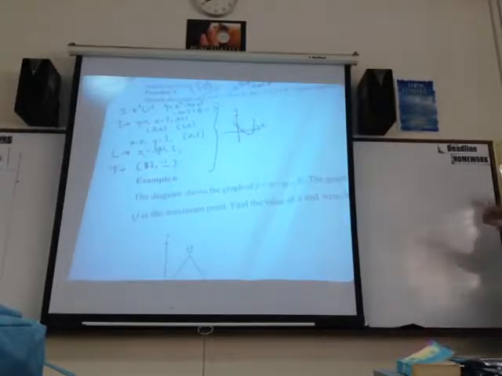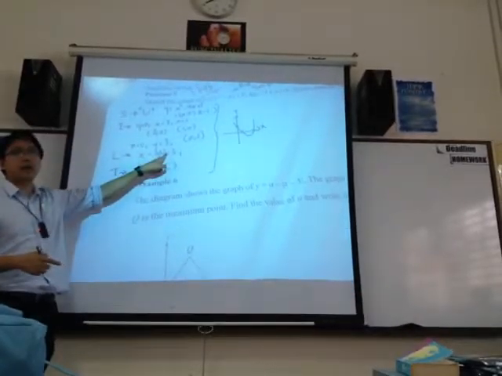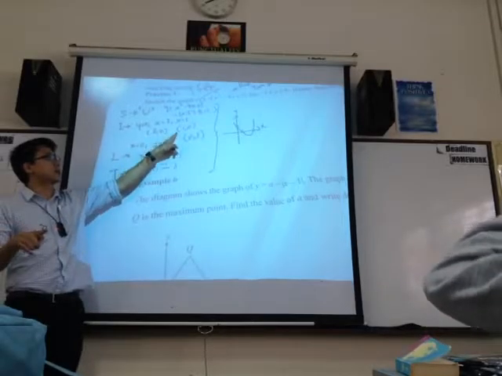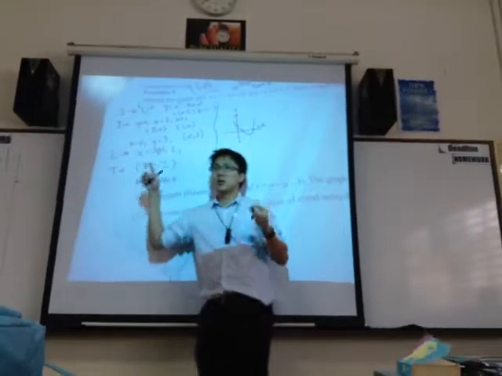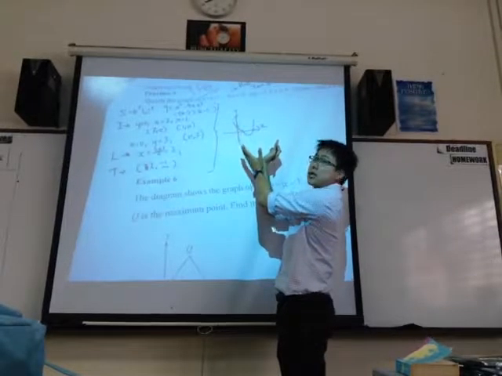Is it like that? 3 plus 1, right? Why 3 plus 1? Because this is the x-intercept, this is x-intercept. So, do you have something like that? Mine is a bit lopsided to the left. Yours should be symmetrical. Okay?